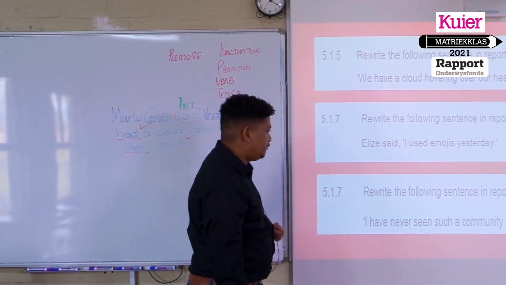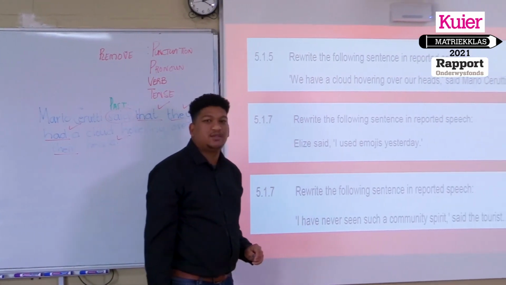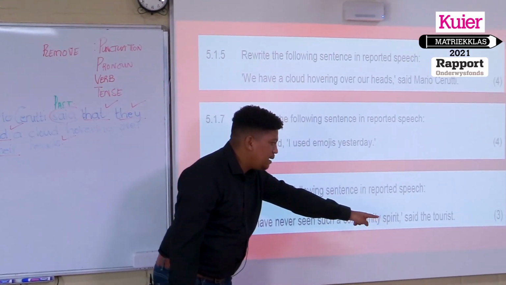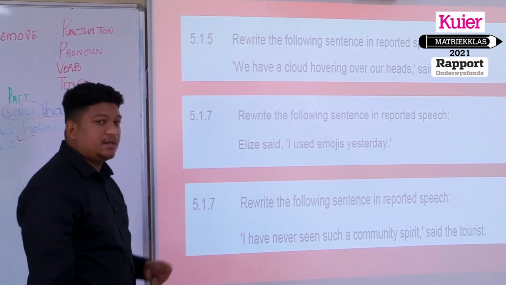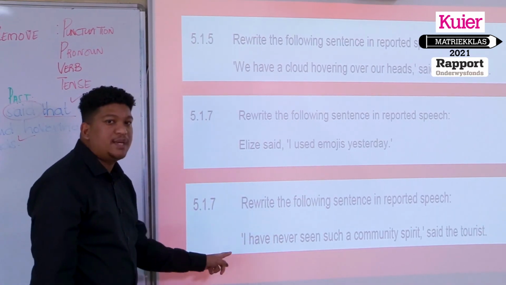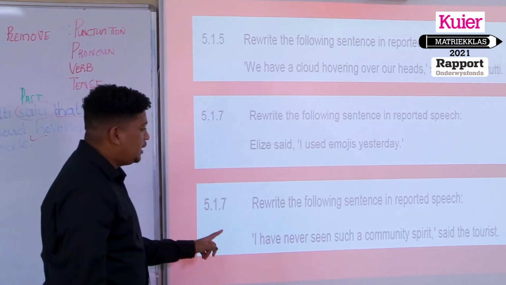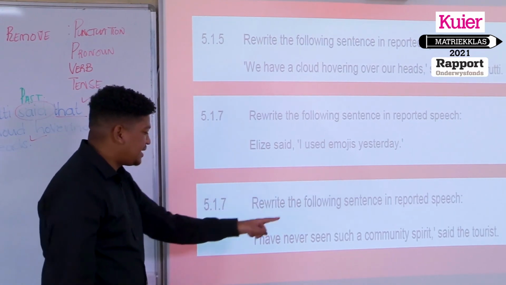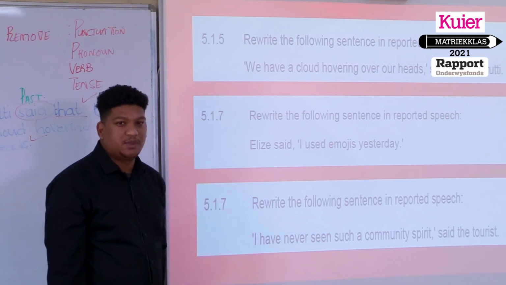The last one, before I end off, also reported speech. "I've never seen such a community spirit," said the tourist. Once again, just like Mario's placed last, the tourist also placed last. But I'm going to put them in the front. So, my sentence becomes, the tourist said, past tense, right? The tourist said that. I now becomes he or she. Remember, because it just speaks of a tourist. So, he or she now, right? My tense, past. The tourist said that he or she had never seen such a community spirit.